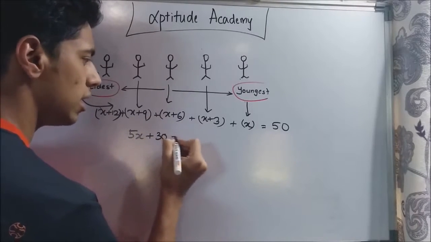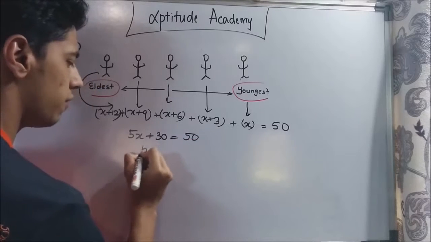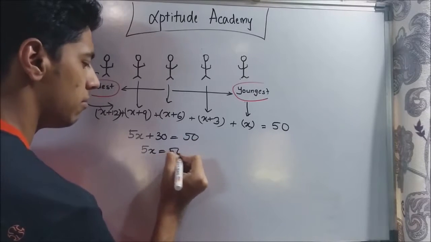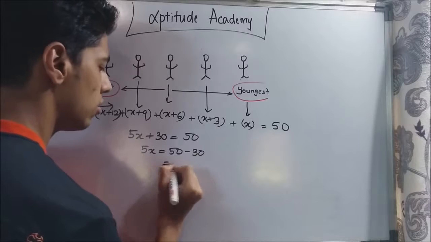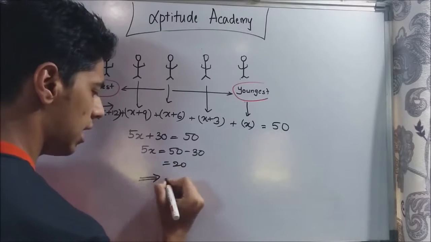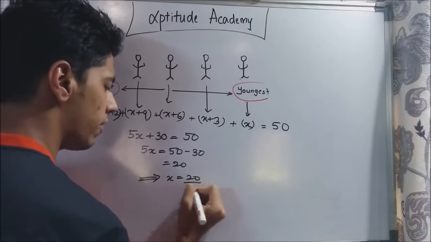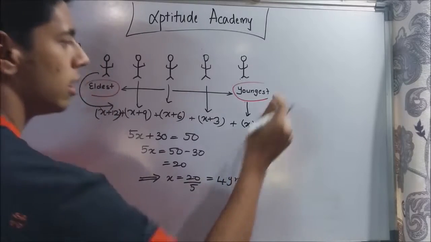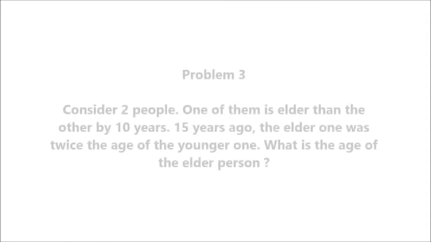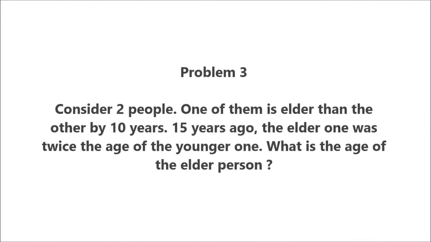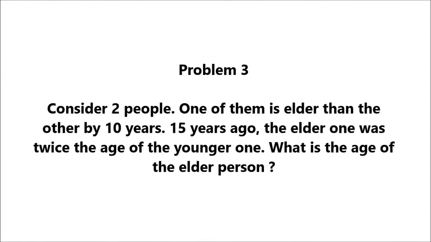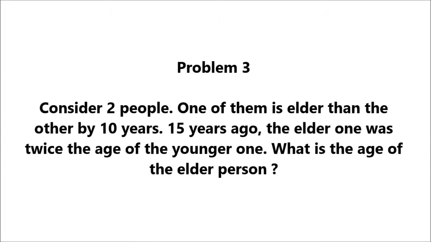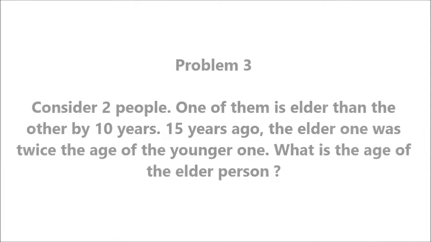So 5x plus 30 is equal to 50. So 5x is equal to 50 minus 30 is equal to 20. Implies x is equal to 20 by 5 or 4 years. So the youngest kid is 4 years old. Problem 3. Consider 2 people. One of them is elder than the other by 10 years. 15 years ago, the elder one was twice the age of the younger one. What is the age of the elder person?